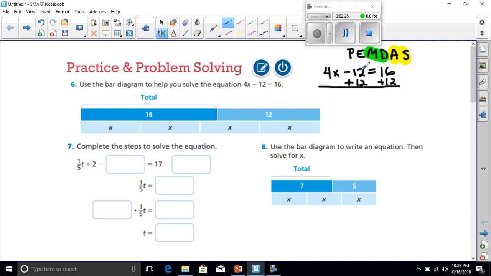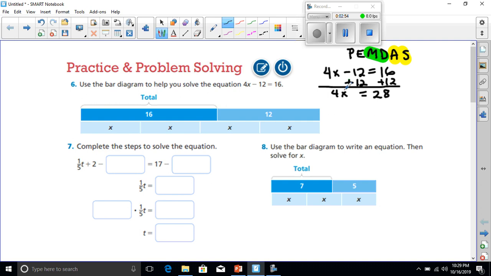So now 12 minus 12 is 0, so I got rid of that. That leaves me with 4x. And now you can see where I have 16 plus 12. Well, look over here, 16 plus 12 equals 4x's. Does everybody see that? 16 and 12, 1, 2, 3, 4x's. So 16 and 12 are going to make 28.